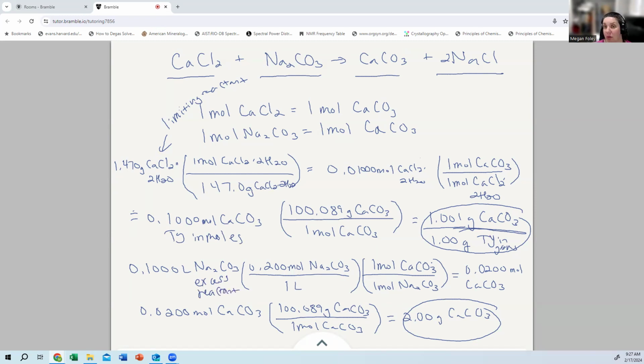So we don't need to use the calculations from our sodium carbonate because we're not going to be able to produce that amount of calcium carbonate, as we will run out of calcium before we can get to that point. So we're going to use 1 gram as our theoretical yield in our calculations. So we have 1.00 grams of CaCO3 as our theoretical yield. So this is the maximum that can be made based on our limiting reagent, our calcium chloride dihydrate.